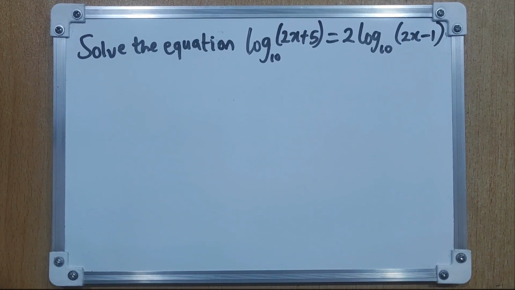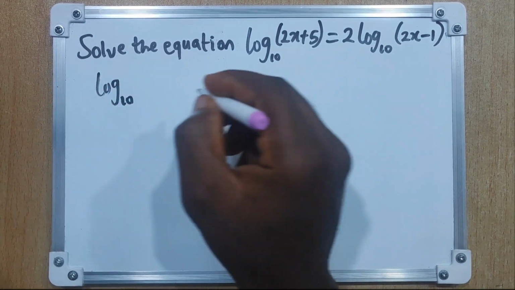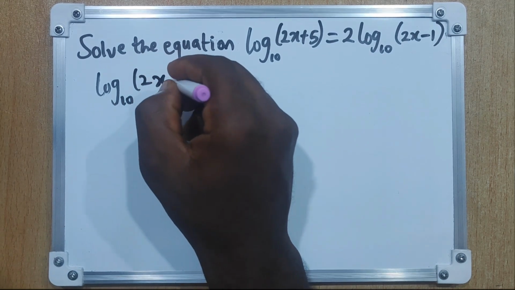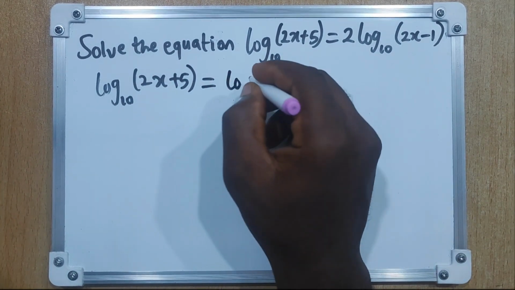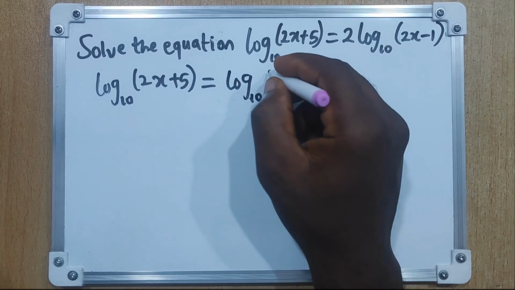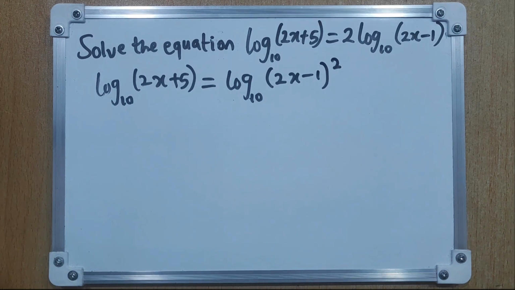So I'll be solving one more question under logarithmic equation. Like we did for the previous question, the first thing we did was to remove the coefficients. So applying that here too, we can say that this is going to be log to base 10 of 2x plus 5 is equal to log to base 10 of 2x minus 1 raised to power 2.